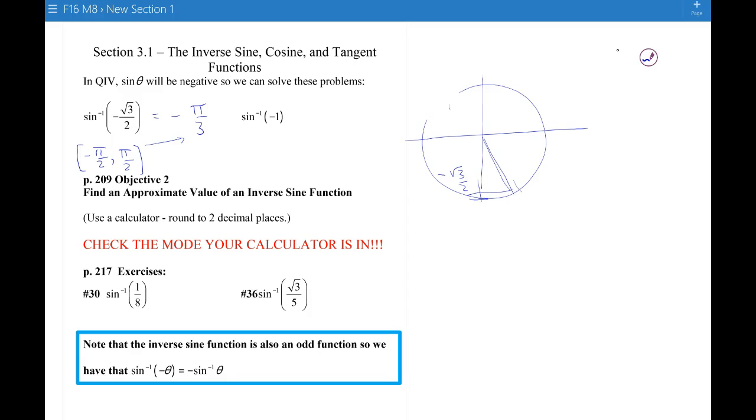So you can't give the answer 5 pi over 3, even though that's equivalent, because it's not in the range of the inverse function. And then sine inverse of negative 1 is what angle has a sine of negative 1, but it has to be between here and here. So which angle has a sine of negative 1? That's going to be negative pi over 2. So you have to give it that name and not the name 3 pi over 2.